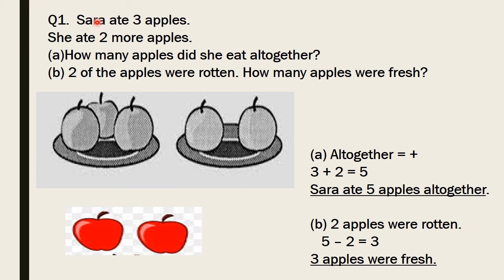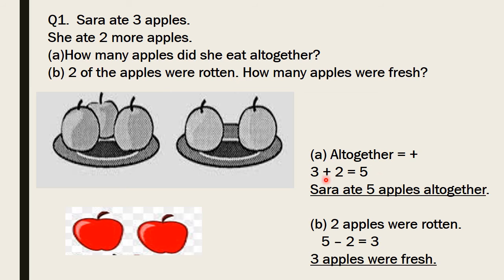Again, next question. Sara ate 3 apples. She ate 2 more apples. Now Sara already ate 3 apples and she ate 2 more apples. So how many apples did she eat altogether? Whenever it is altogether, we add. So what is 3 plus 2?